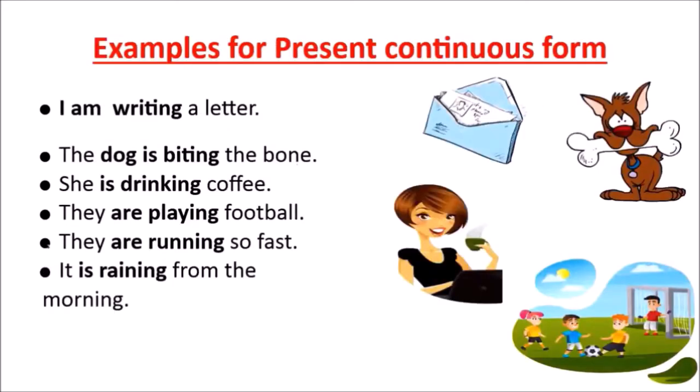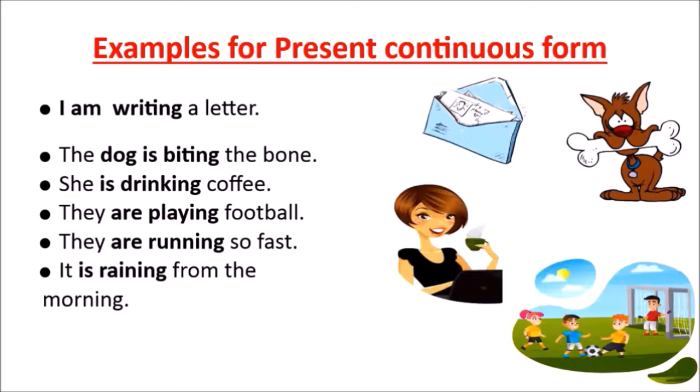Let's learn some examples for present continuous form. I have given a list of examples with pictures. Now let's learn them. Look at the first example: I am writing a letter. So I am refers to which person? First person singular. Good. So I am writing here refers to a continuous process. I keep on writing. So the action refers to which tense? Present continuous tense. At present I am writing. I am writing a letter. Understand?